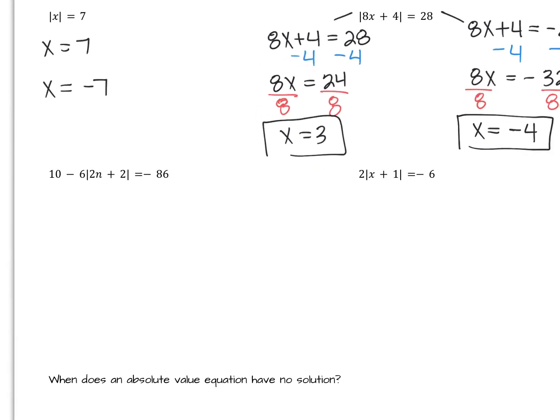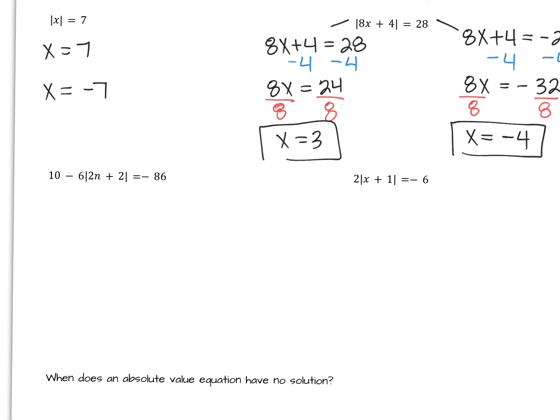Our next example, we have 10 minus 6 times the absolute value of 2n plus 2 equals -86. So there's a couple key things about absolute value equations. One of them is that in order to solve an absolute value equation, it has to be isolated, which means the absolute value is the only thing that can be on the left side. So I'm going to treat what's inside the absolute value as a variable, and I'm going to first isolate it. The 10 in front, I'm going to subtract from both sides because it's technically being added. We get -6 times the absolute value of 2n plus 2 equals -96.